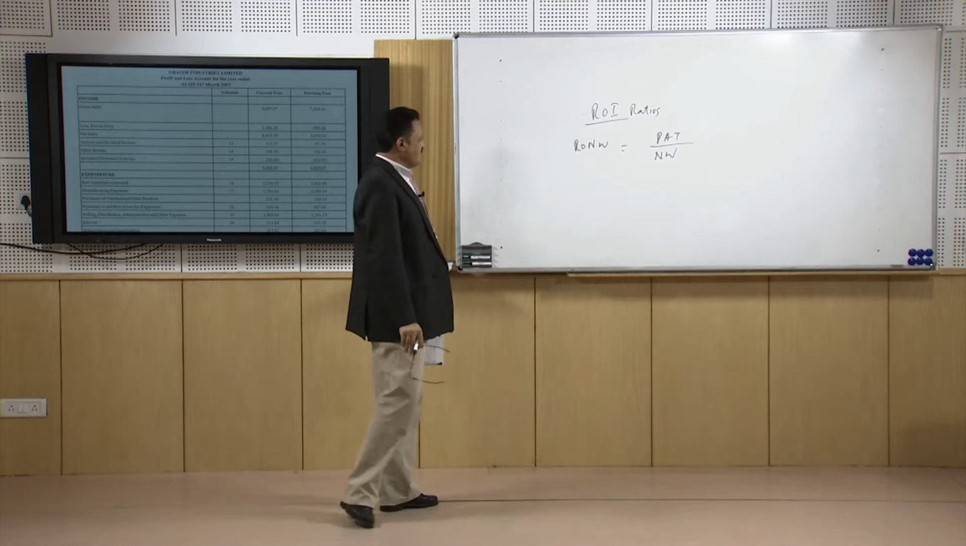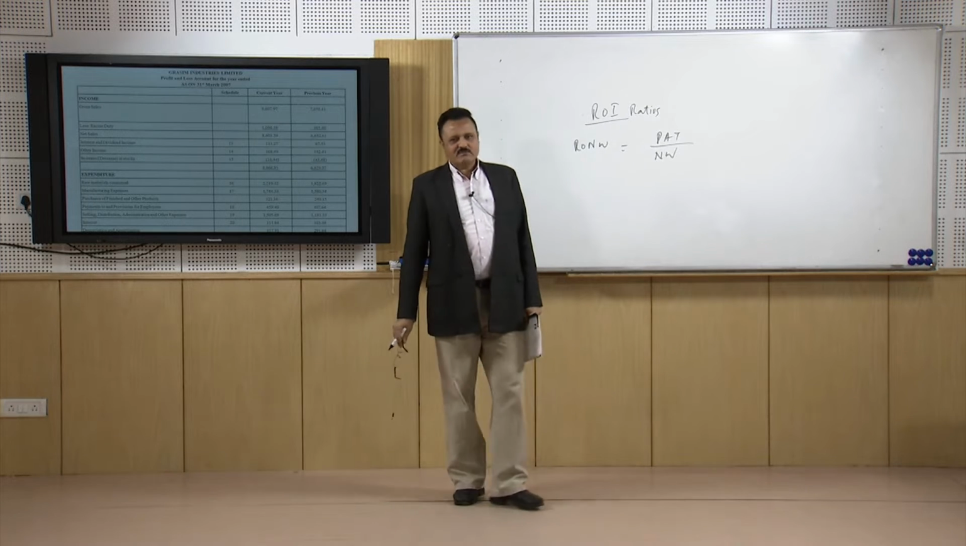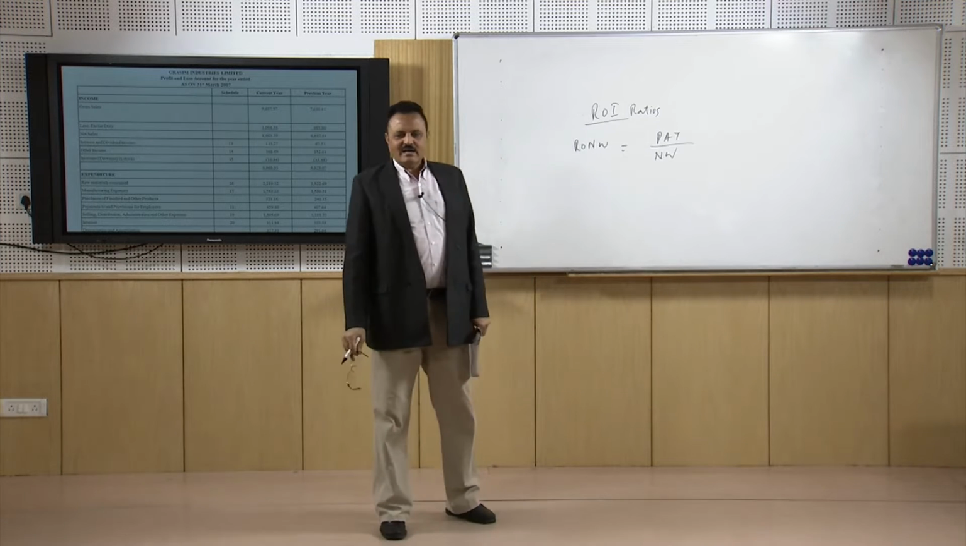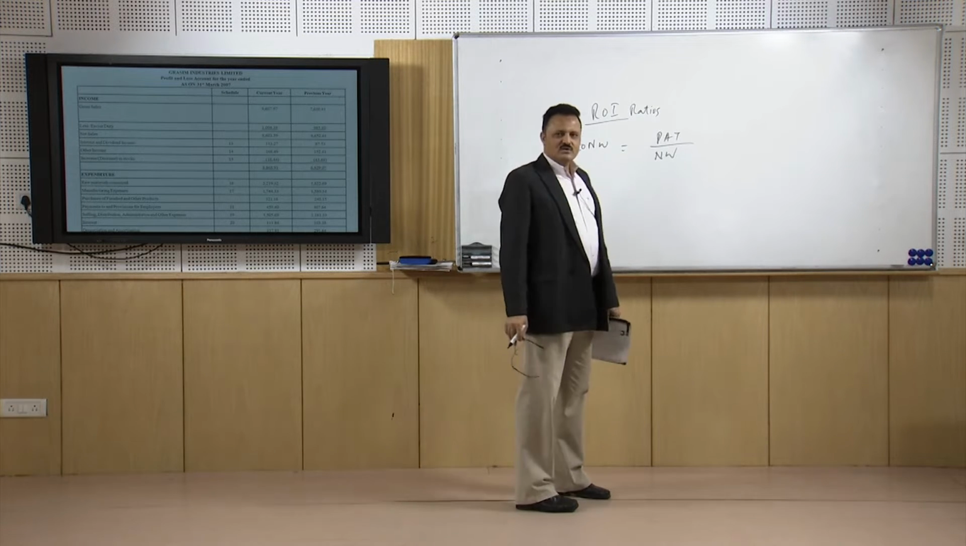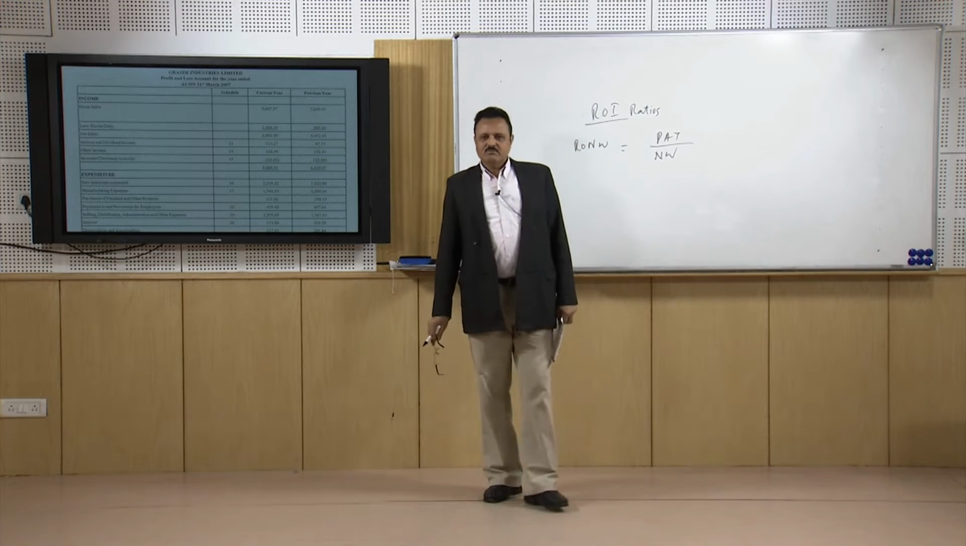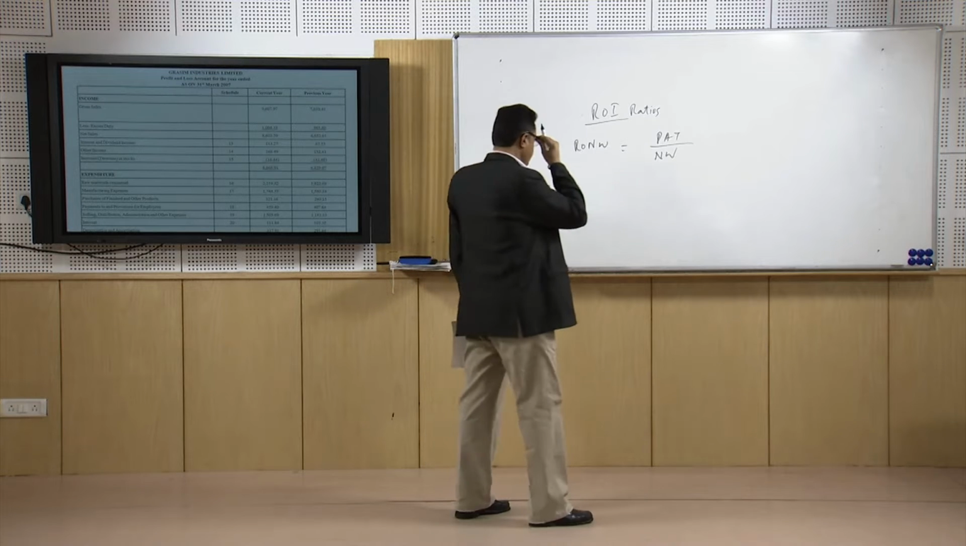I told you how to calculate the net worth. It can be calculated either from the asset side or from the liability side of the balance sheet. If you calculate it from the liability side, then we take only the total paid up capital plus free reserves, and that is the figure of net worth.